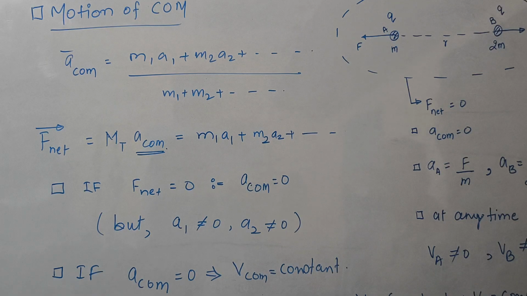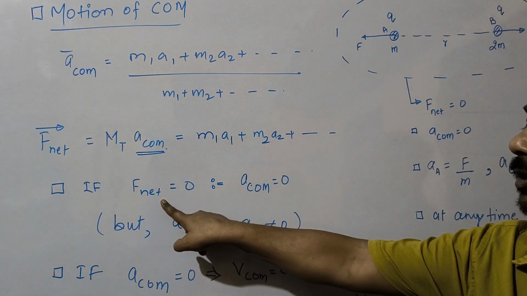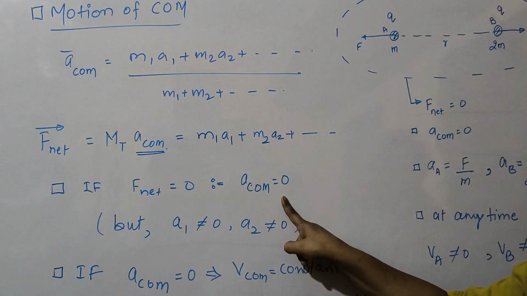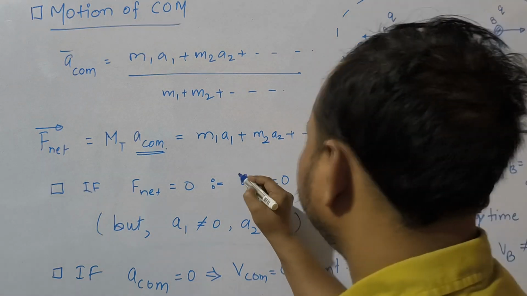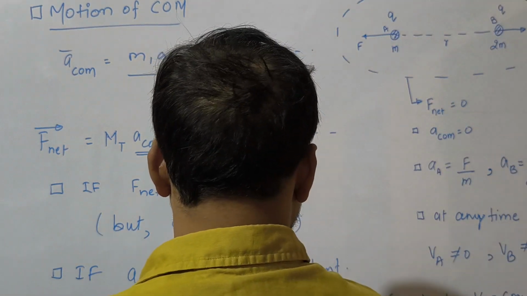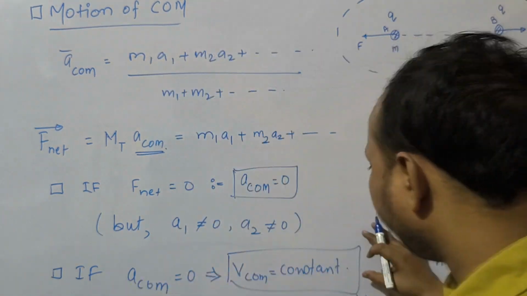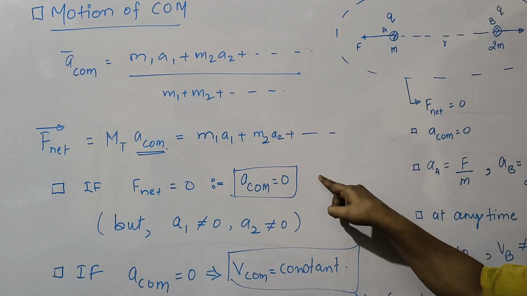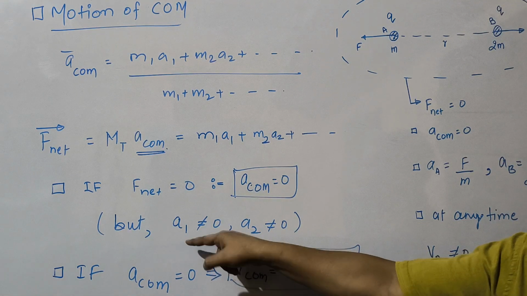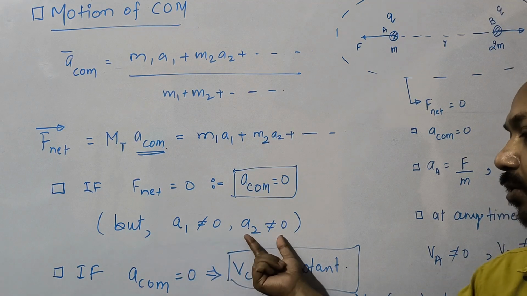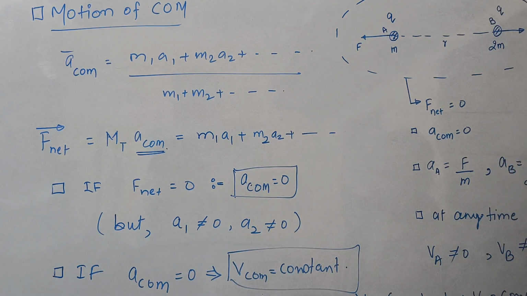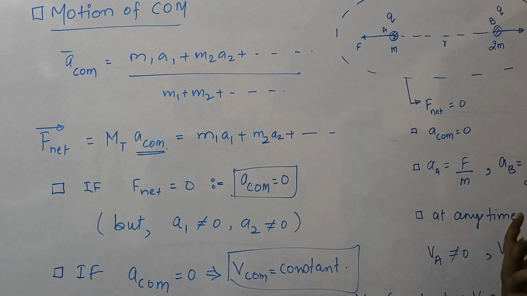Here, what we have concluded till now is, if net force is 0, the acceleration of the center of mass will be 0 and the velocity of the center of mass will be constant. These two statements are true, but it is not necessary that the acceleration of individual particles of the system will be 0. Similarly, individual velocity will not be constant. So from here we can again conclude.